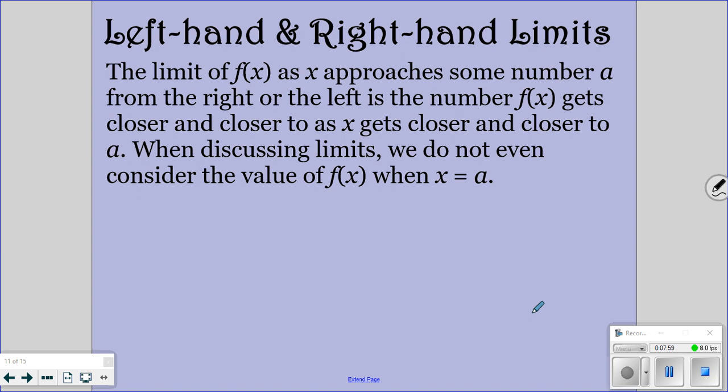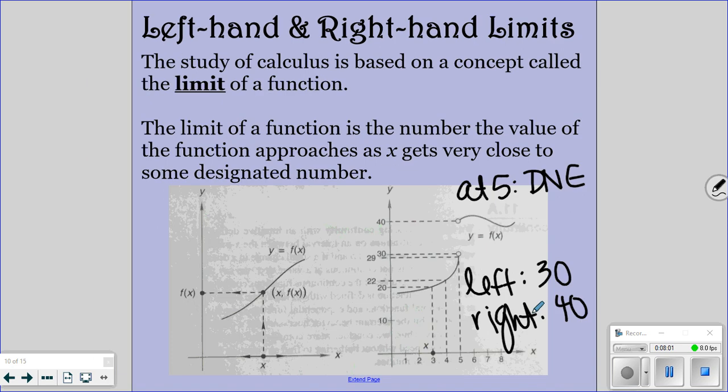So I'm going to go back to the graph we were just looking at. If you look at this graph on the right, there isn't a function value at 5 because there's an open hole here and here. So f of 5 does not exist because there's no value. Now, if it were dark here, for instance, then it would equal 40. Or if it were dark here, then it would equal 30. But since it's not, it does not exist. But that's okay when we're looking at limits. It's okay for the function value to not exist and still have a limit.